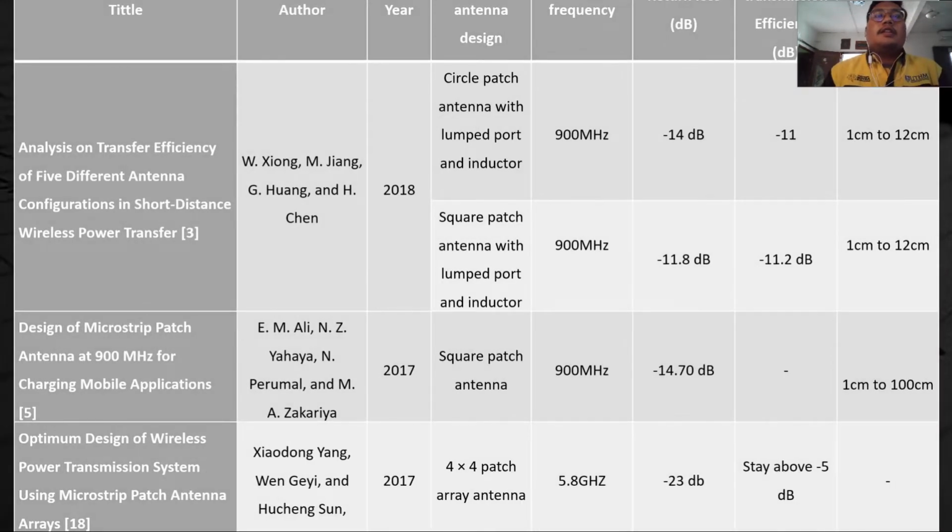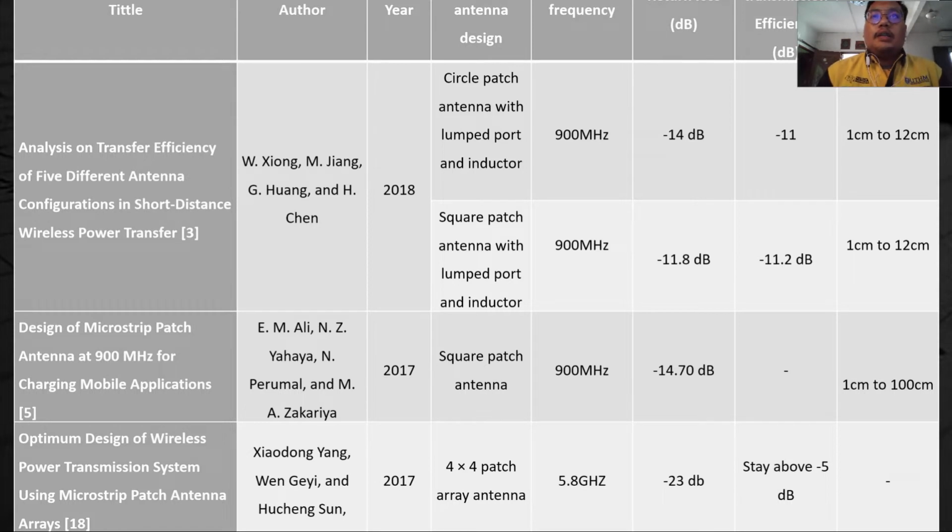Next up is the literature review. There are three study references. The first one is the analysis of the transfer efficiency of five different antenna configurations in short distance wireless power transfer. This thesis has a lot of antennas, but I choose the two with good performance, which are the circle patch antenna with lump port and inductor, and the square patch antenna with lump port and inductor.